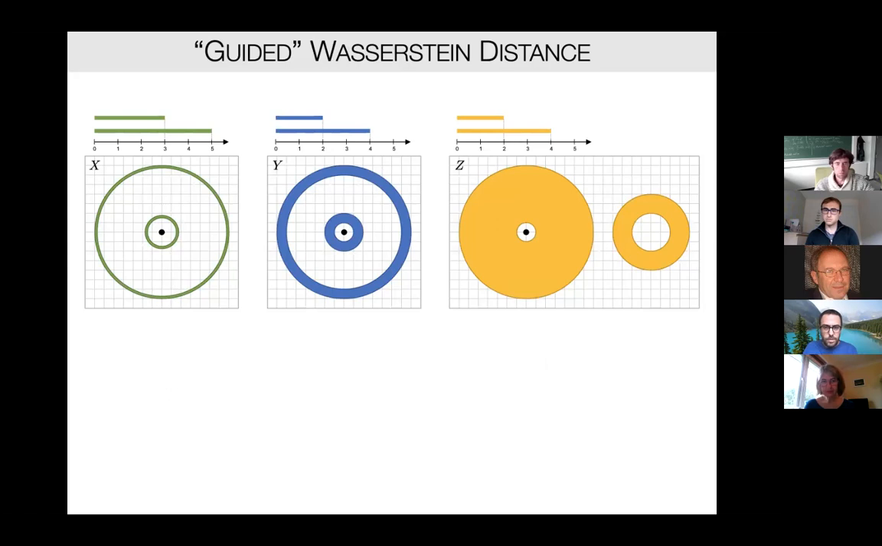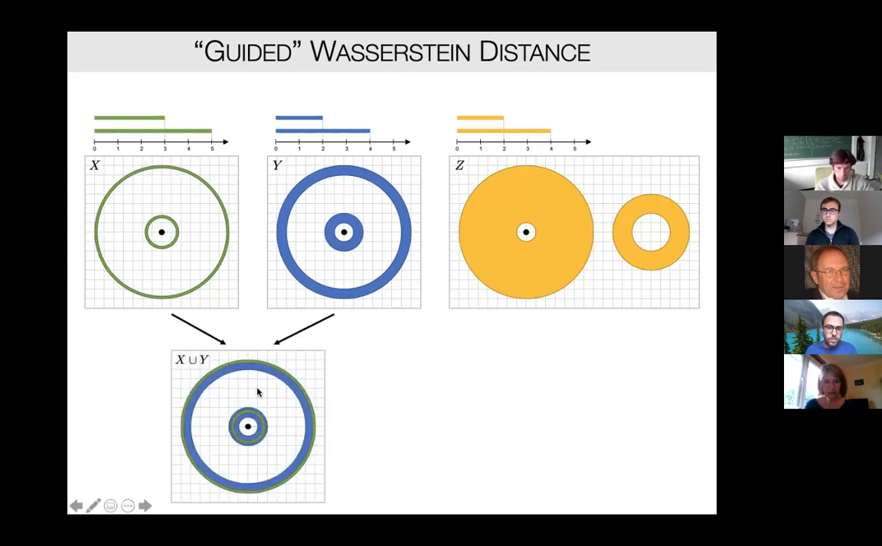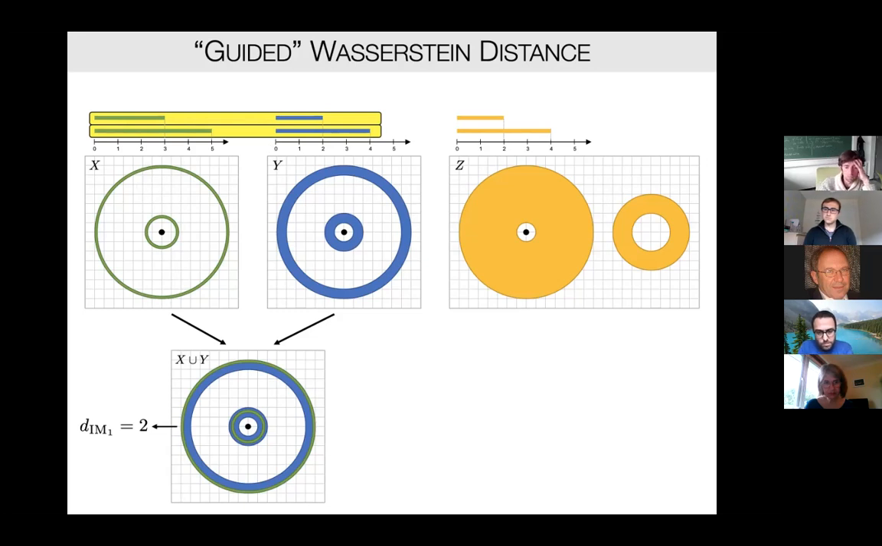we can try to do the matching. Here, I just take the union of the spaces, and now I look at the barcode. If I do the cycle registration, obviously the big green and big blue will be a match, so I can match these two bars. And also the small green and small blue will be a match, so I can match those two bars. Then I get a similar distance to before. The transfer that I need to make is exactly 2.